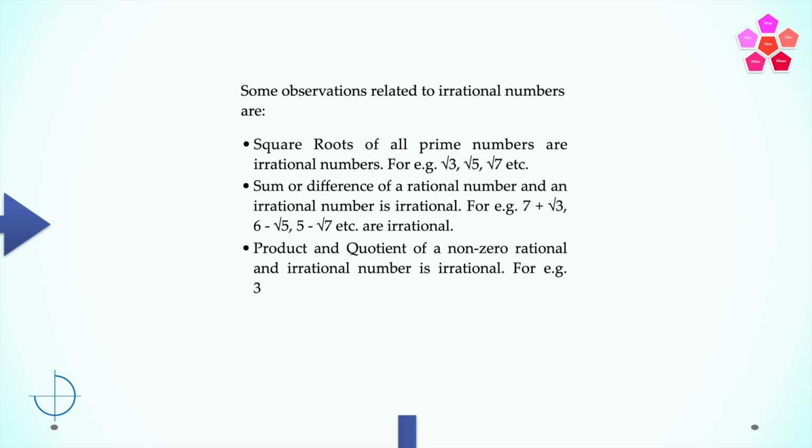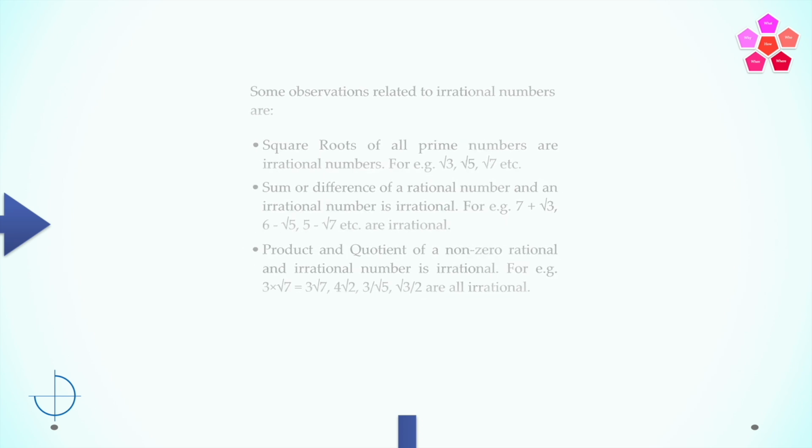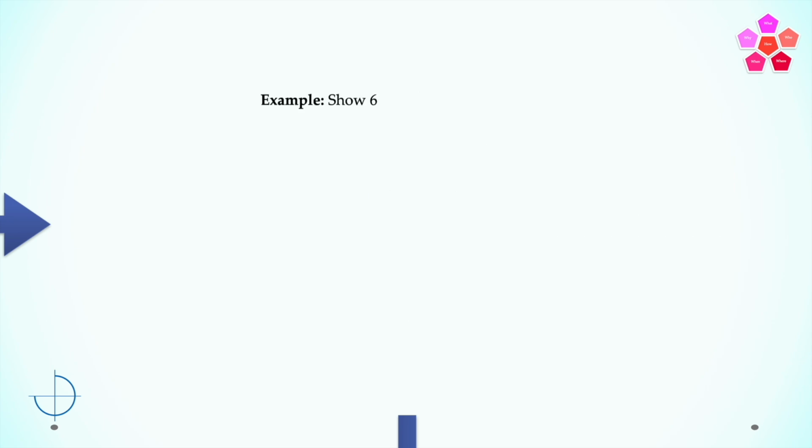For example, 3 multiplied by root 7 is equal to 3 root 7, or 4 root 2, 3 divided by root 5, or root 3 divided by 2 are all irrational numbers. Let's take an example. Show that 6 minus root 5 is an irrational number. The solution is applying proof by contradiction.